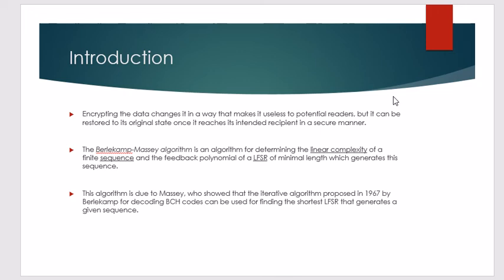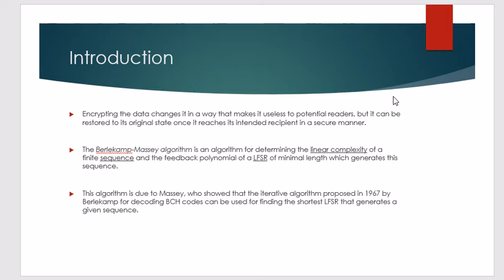Now, introduction. Around us, data is moving faster than ever. Sensitive data is also part of our life. We use encryption to protect our data. Encrypting the data changes it in a way that makes it useless to a potential reader, but it can be restored to its original state once it reaches its intended recipient or legitimate recipients in a secure manner.